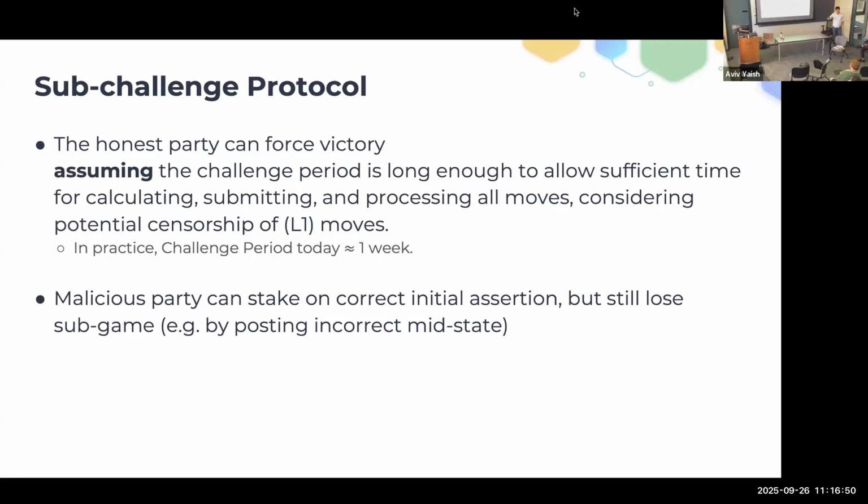And another thing that should be evident is that the malicious party can stake on the correct initial assertion but still lose the subgame by, for example, stating the correct state at the beginning, but then lying when you post the mid state. Okay?